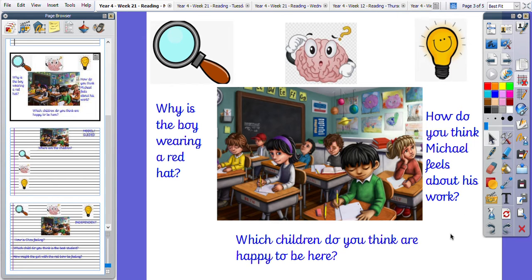And finally, how do you think Michael feels about his work? If you spot here, Michael's name is on his desk, and I'm just looking at his facial expression and the fact he's not holding a pencil. So these are clues to maybe how he is feeling. So what do you think that Michael is feeling towards his work? I think he's a little bit stuck, that he's struggling with his work and he needs some help. And I think that's a good inference because he's not holding his pencil, he's looking quite down and downhearted, and his eyebrows are quite furrowed as well. So we've used our clues and then used our brain to make an idea.